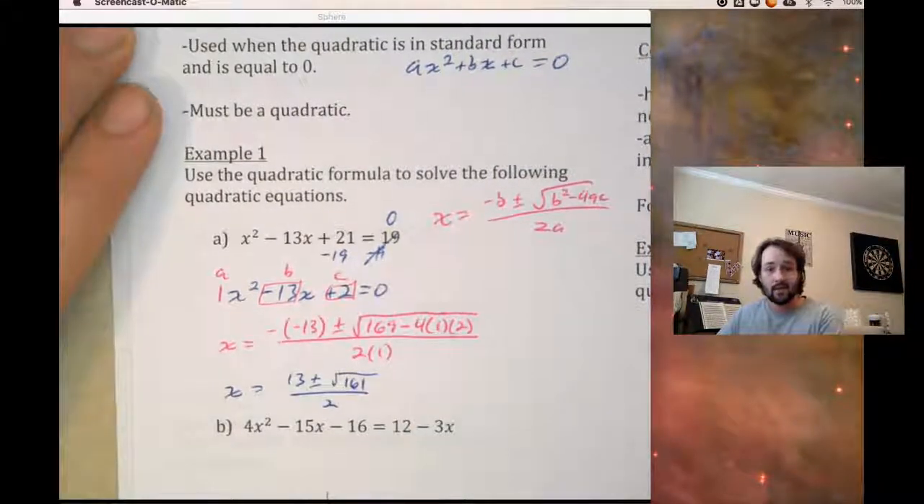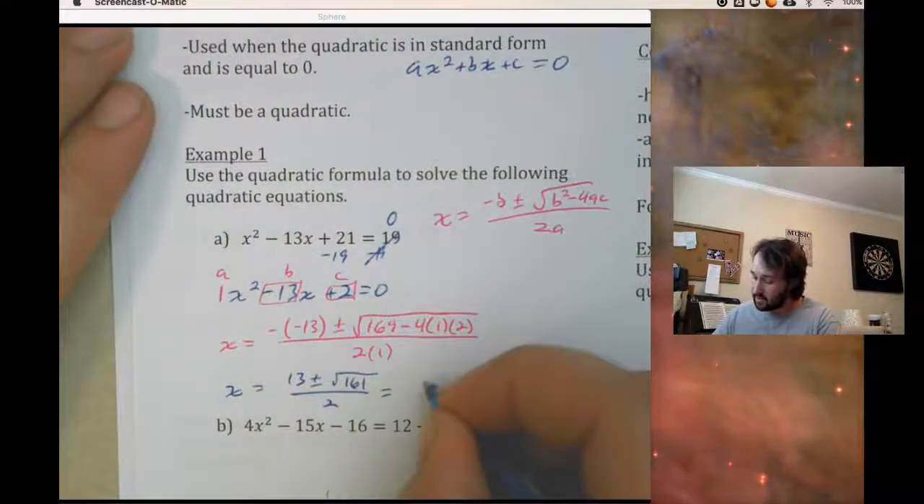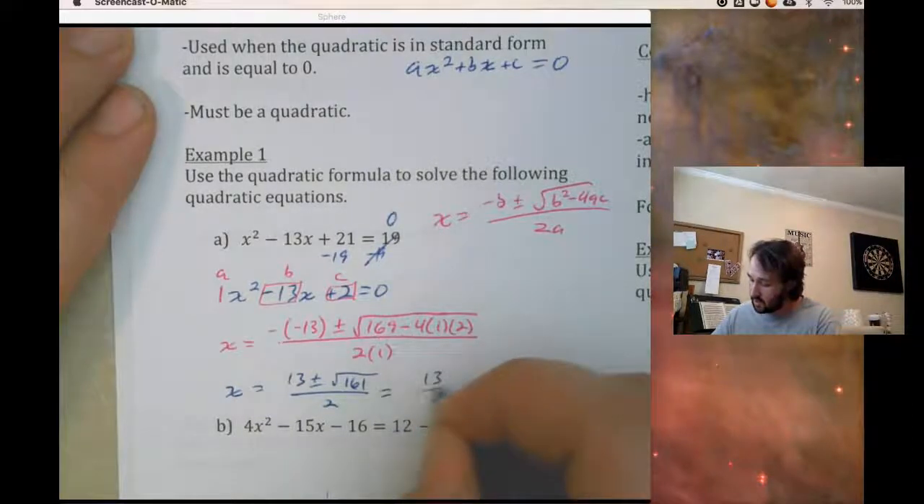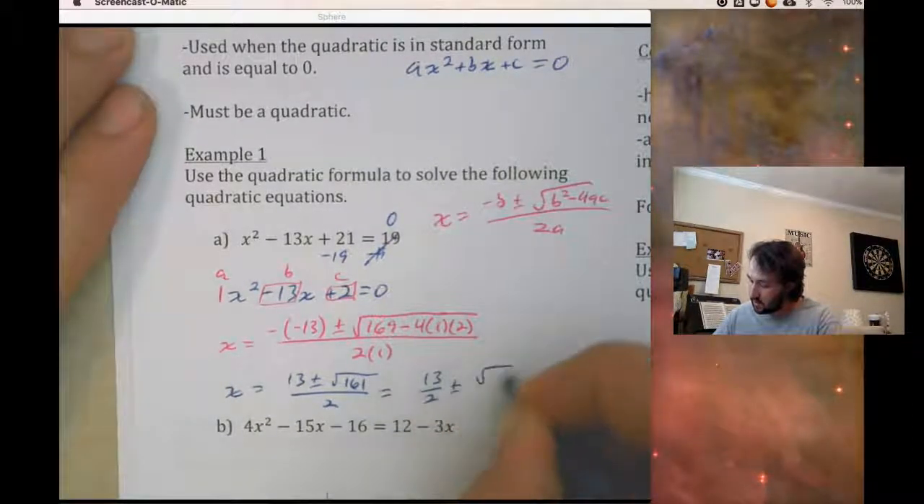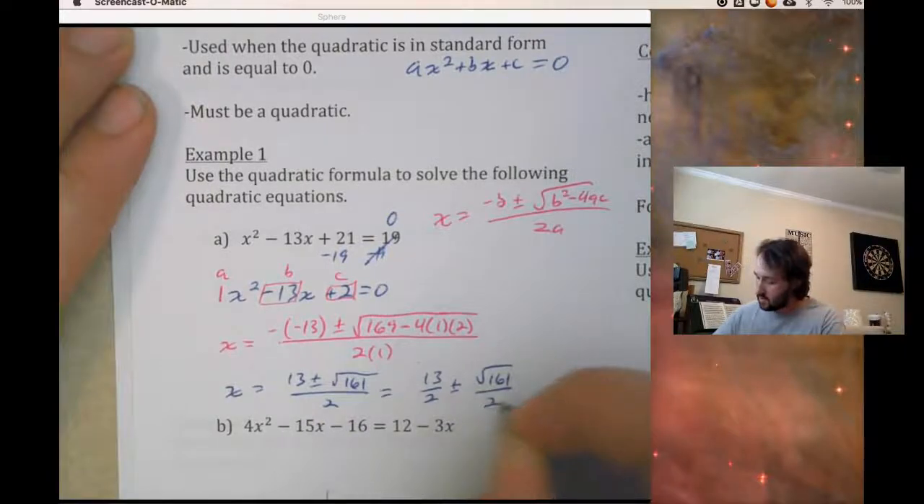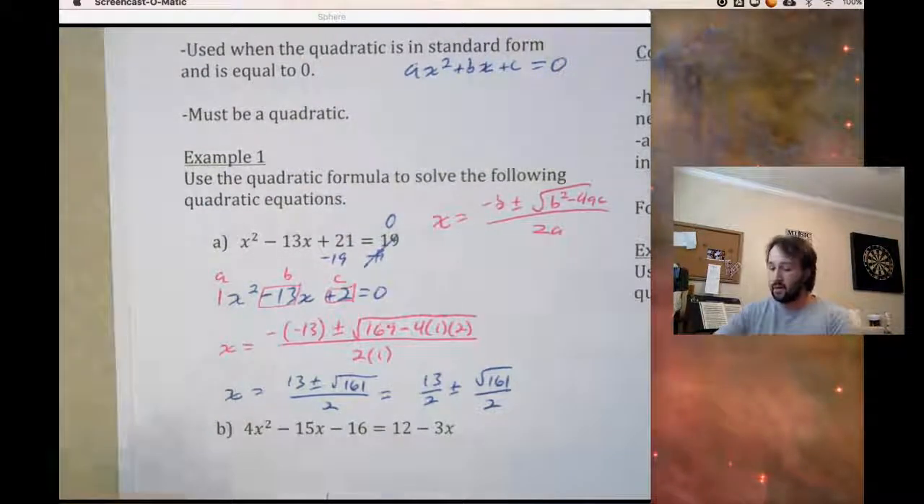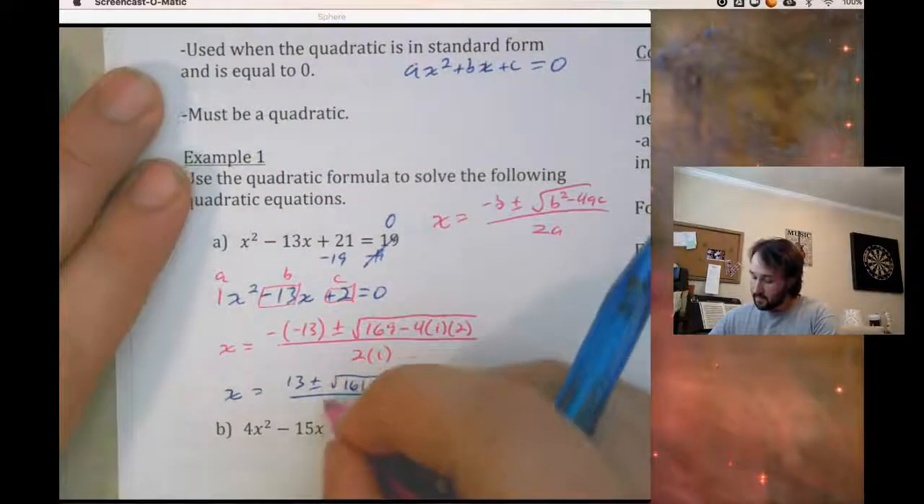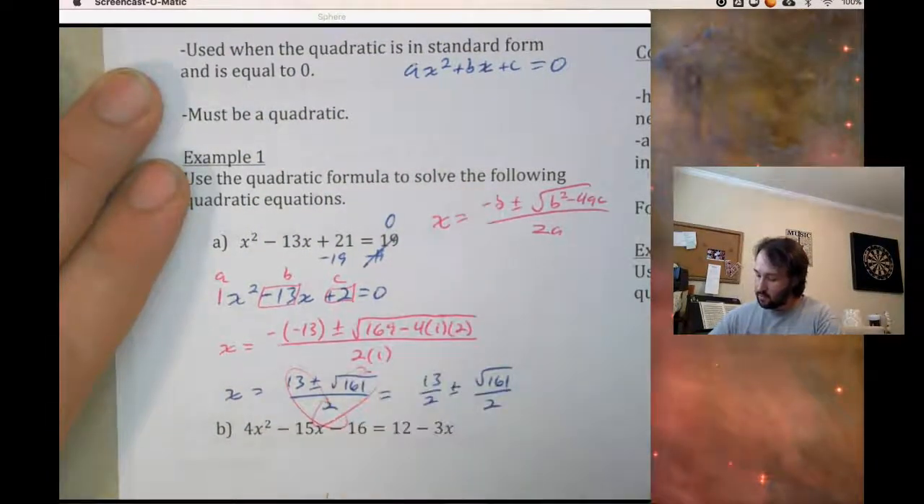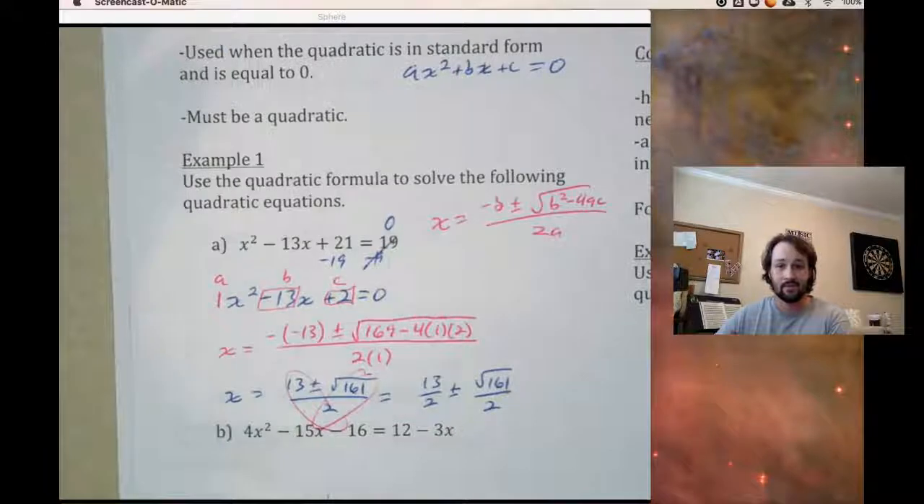The other way they could write this is they could split this up into two fractions, because I have 13 divided by 2 plus or minus the square root of 161 divided by 2. They could write that either way. I prefer it the first way so it looks a little bit neater, but I think Apex actually prefers it the second way. So just know that all that they're doing is dividing 13 over 2 and root 161 divided by 2. That's it. That's all they're doing.